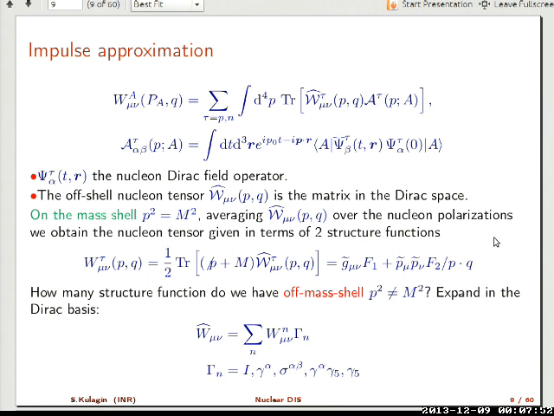So this is a typical expression for the impulse approximation. In order to calculate the nuclear hadronic tensor, we have to know the nucleon Compton amplitude, or its imaginary part, and also the nucleon correlator in the ground state. So the equation looks like that.